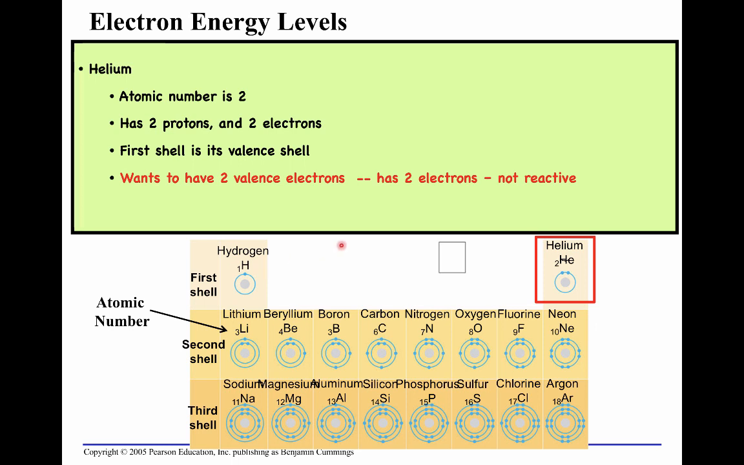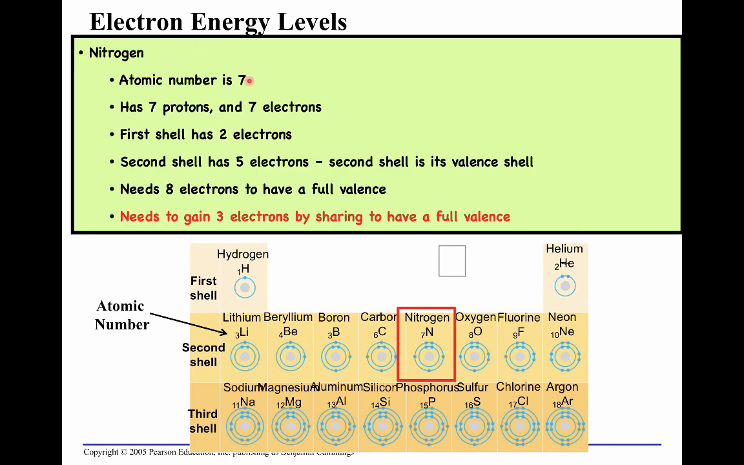Helium has an atomic number of 2, so 2 protons, meaning it has 2 electrons. The first energy level is its valence. It has 2 electrons, so that's at its max. And so helium is non-reactive. It's actually a part of the noble gases, which are non-reactive gases, because it's already happy. It's got all the electrons it needs.